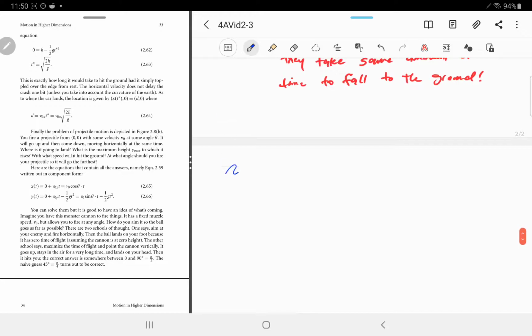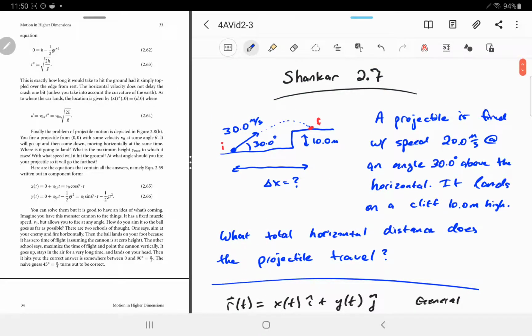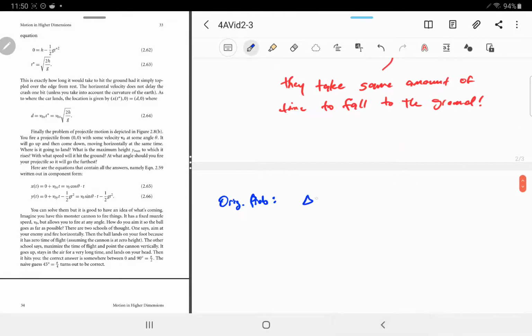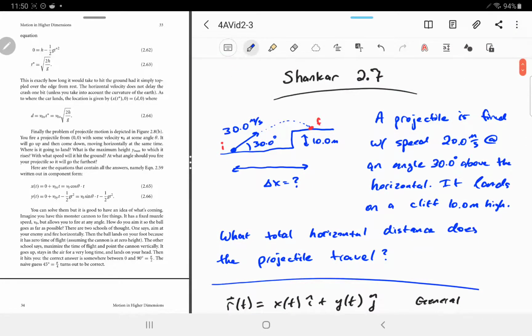Okay, so for the original problem, let's see what info we have. Looks like we know delta y is 10 meters, and it's positive 10 meters because we wind up at a higher point. So the final point has a higher y coordinate than the initial point. So delta y is positive 10 meters. Let's see what else. What else do we know?